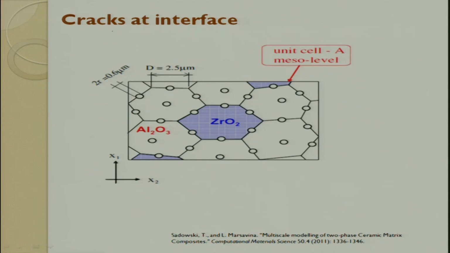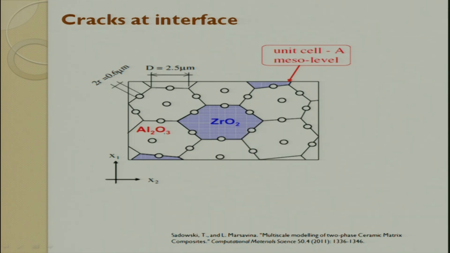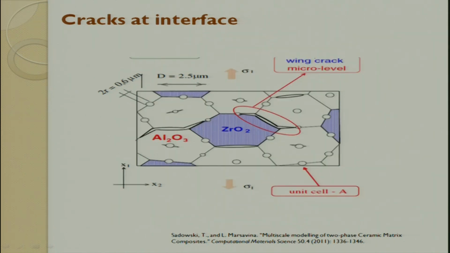So, the cracks at the interface you can see here, this is alumina, this is zirconium oxide. The diameter they are saying is 2.5 microns, this is the small reinforcement which is there. These are the cracks at the interface, and then you can see a unit cell A, with a meso cell level you can have. These are nothing but wing cracks at micro level between the interface.